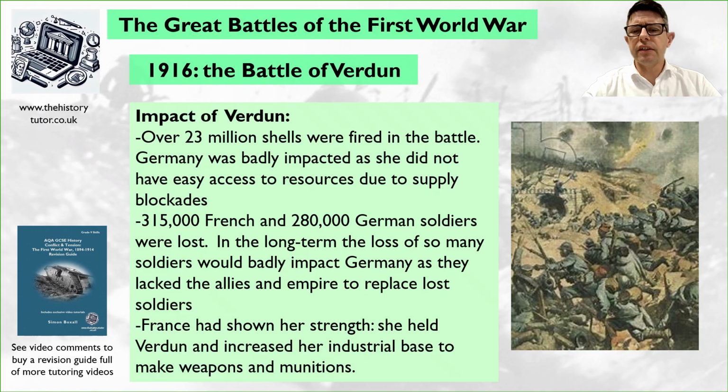The French lost 315,000 soldiers and the Germans lost 280,000 soldiers. In the long term, this would impact Germany more. They lacked the empire, they lacked the land, they lacked the population to replace those soldiers. Whereas France had more allies and more empire, they could replace those soldiers lost.